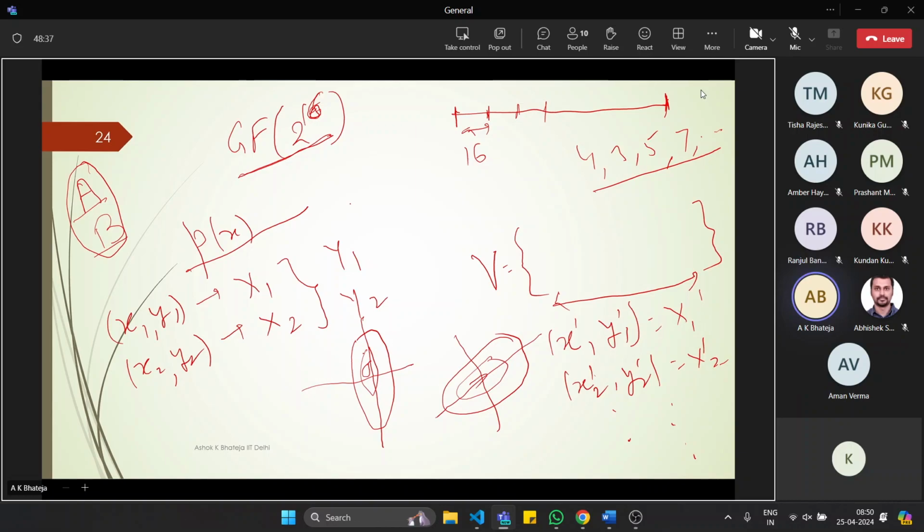Now in this world, the points are like this: x coordinate, y coordinate, x coordinate, y coordinate, x coordinate, y coordinate, like this only. So now what you can do is see whether this x1 is there as an x coordinate anywhere. If this x value is there with an x coordinate, it means this is the point which is on the polynomial. This is a genuine point, right?